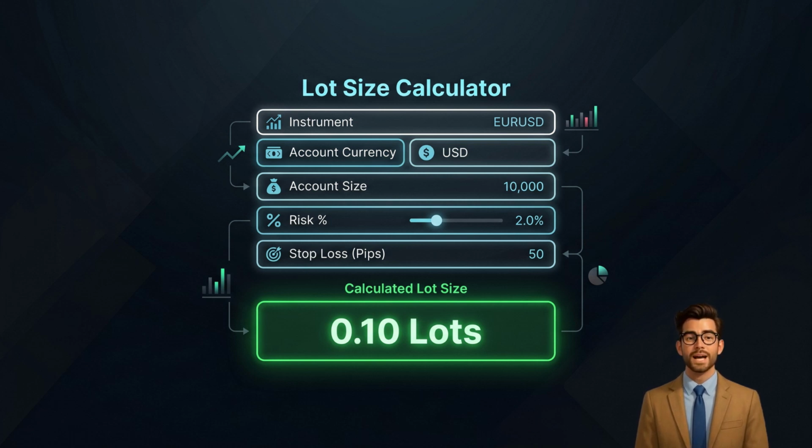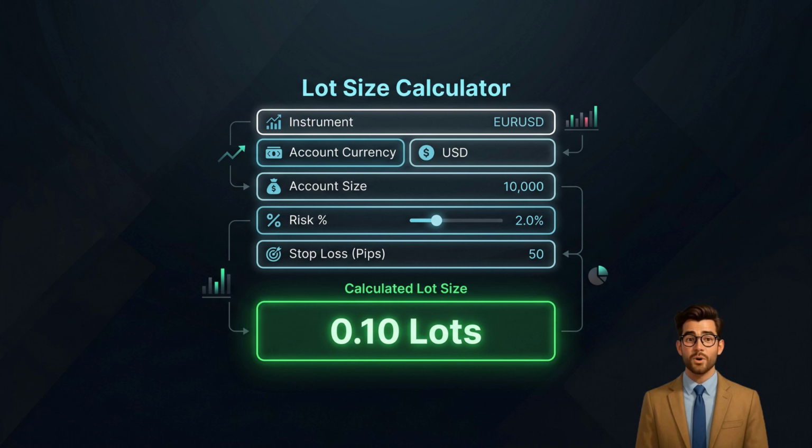Step 3. Account size. Enter your current exact account equity. Do not use your starting balance from a month ago. Risk must dynamically scale based on exactly what you possess at this very second. Step 4. Risk percentage. This is the most crucial metric. Professional traders strictly risk between 0.5 and 2% per trade. If your account size is $10,000 and you input 1% risk, the calculator locks your maximum potential loss at exactly $100.